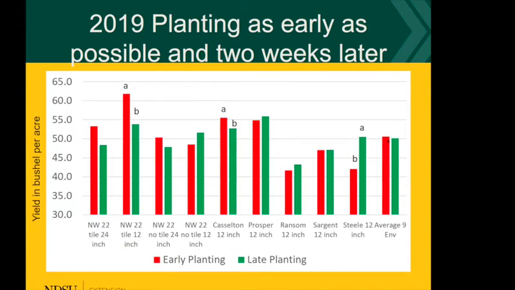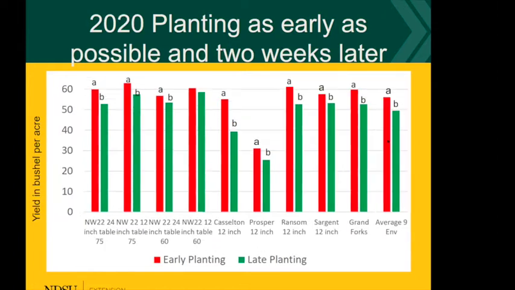As you can see, there was not much difference in 2019. However, if you look at 2020, we had a lot of growing degree day units accumulating during the early part of the summer. So early planting with that nice heat resulted in many of the bars showing a letter difference. When it is A and B, it means that the A is significantly higher. So typically in all the trials, we see that the A, early planting, out-yielded the late planting, and the last bar shows that there is a significant advantage of early planting.